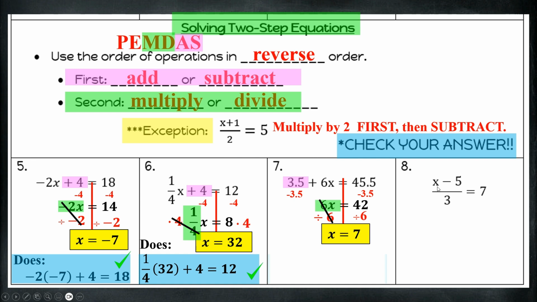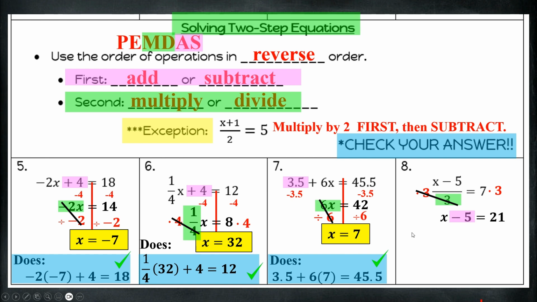Finally, we have one last question. We have x minus 5, which is being divided by 3, is equal to 7. So because this is showing division, a fraction shows division, in order to get rid of the 3 in the denominator, we're going to multiply by 3 on both sides of the equation. And then we're left with x minus 5 is equal to 21. So we're going to add 5 to both sides. And we find that x is equal to 26. Then we can plug that in. Does x minus 5 divided by 3 equal 7? Yes.